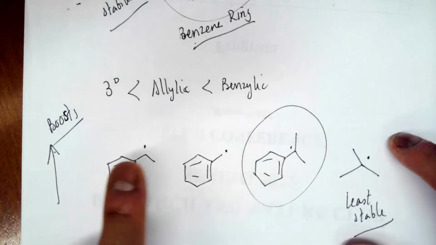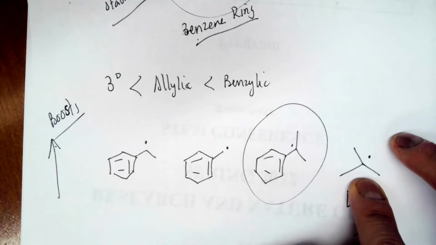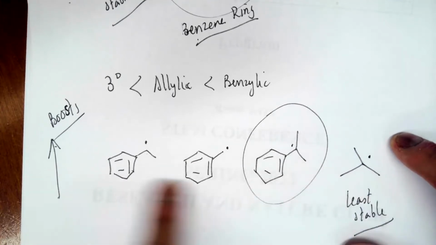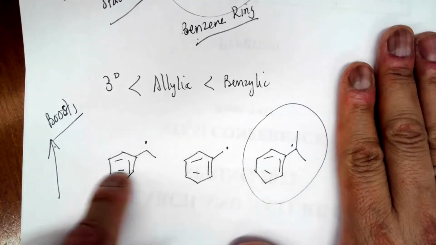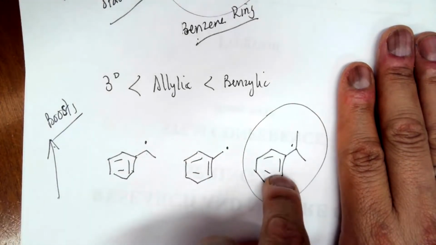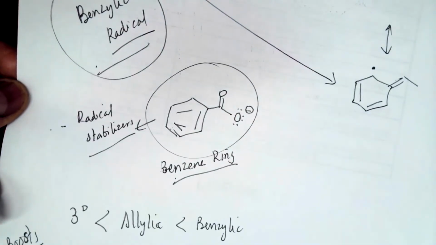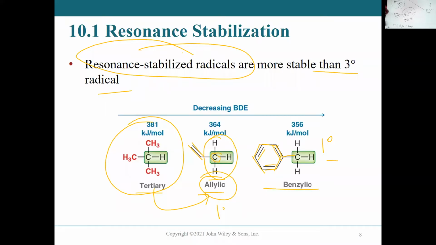So the benzylic ones are always going to be more stable than the non-resonance ones. But among the 3 benzylic, of course, the more branched will be more stable than the secondary one and the primary one. So just keep that in mind, that you can always combine the effects of only branching or only resonance. So let's continue with the next slide.